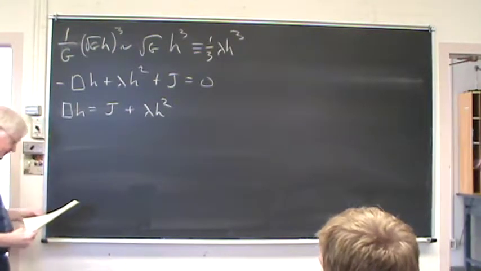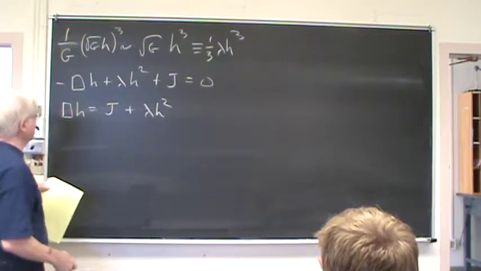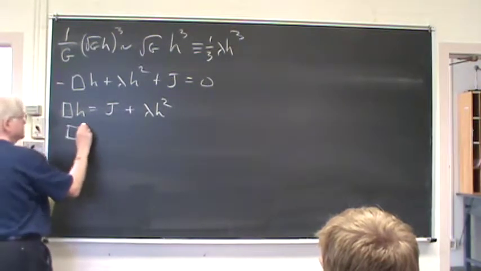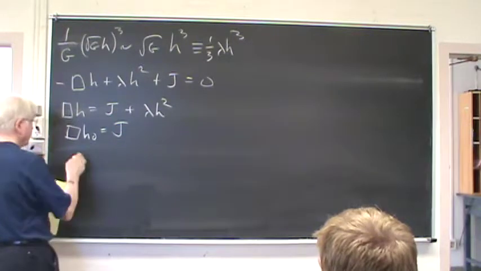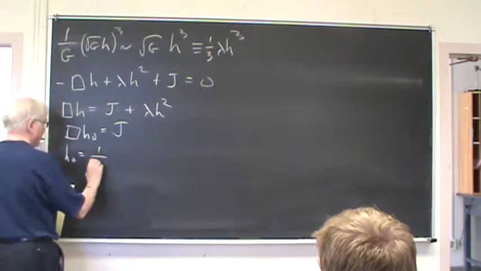Okay, so this is the equation. At the lowest order, we would say box H0 is J. So H0 is 1 over box J.